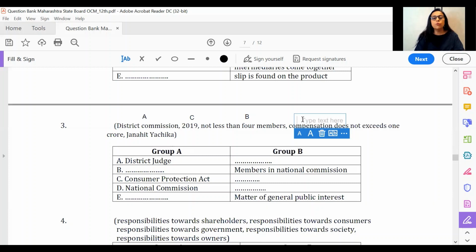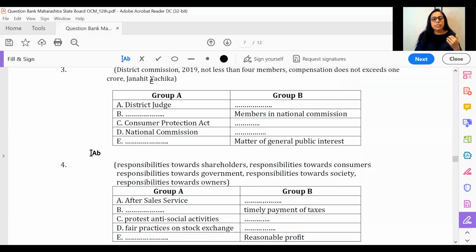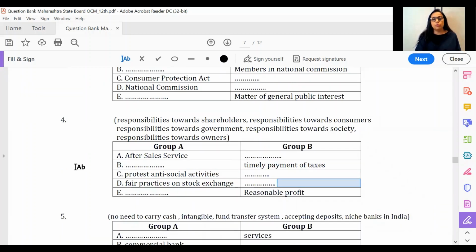Compensation does not exceed 1 crore. And so that is your answer for, maybe I think this is an incorrect option given. Compensation exceeds 10 crores should be the correct answer. And once again, Janahit Yachika is nothing but a matter of general public interest. So a small mistake here in the options given. National Commission settles claims above 10 crores. Less than 1 crore go to District Commission, and 1 crore to 10 crore go to the State Commission. A very popular, very important objective.